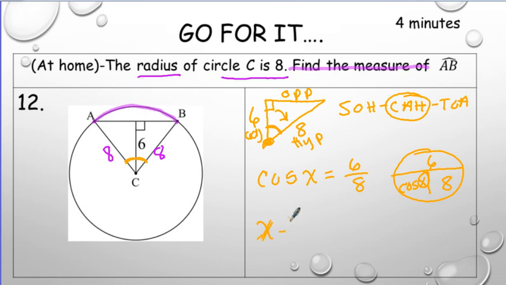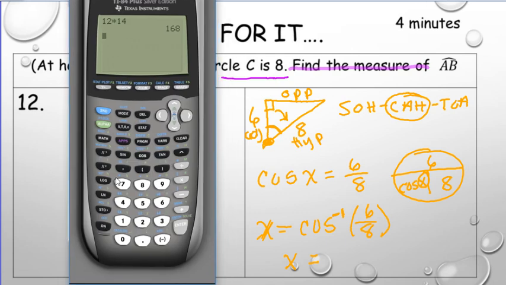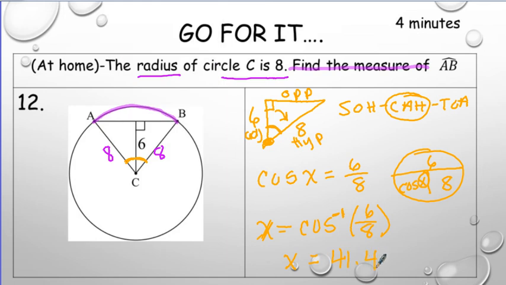So x is equal to the cosine, and we're going to do inverse. Anytime you're finding an angle, you do trig inverse. And when you do your angles in your calculator, check your mode, because we do not want our calculator to be in radian mode. We want the easier mode, which is degrees. So second, cos inverse, alpha y equals, and I'm going to put 6/8, and that's 41.4, and I'm going to go to the nearest tenth. 41.4 is what that degree is.